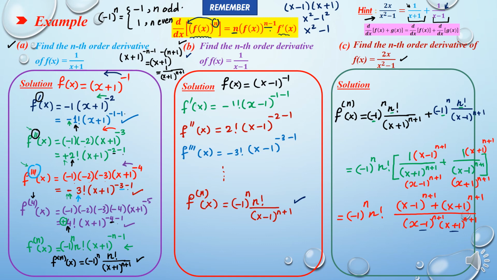So here we have negative 1 to the nth power multiplied by n factorial multiplied by the expression: (x squared minus 1) to the n plus 1 in the denominator, and up we have (x minus 1) to the n plus 1 plus (x plus 1) to the n plus 1. And this is the end of part C. Okay, and this is the nth derivative of the function we have, and that's it. Thank you.